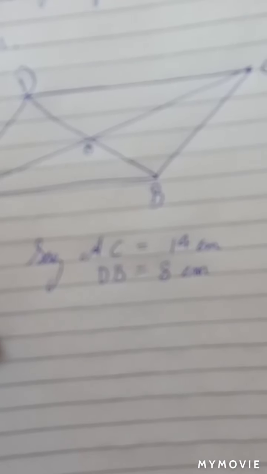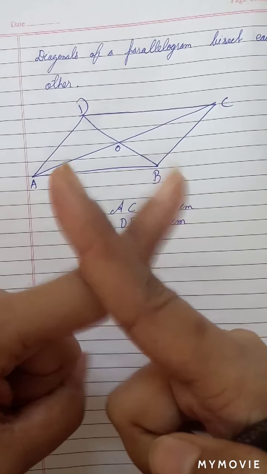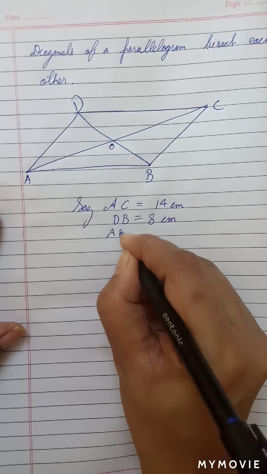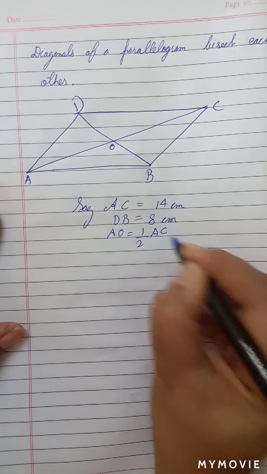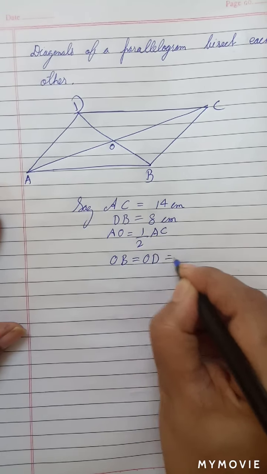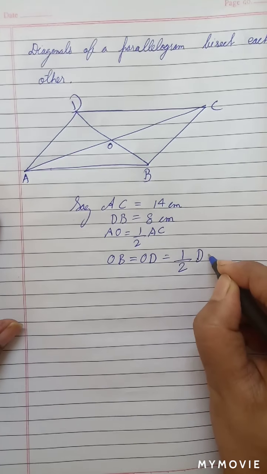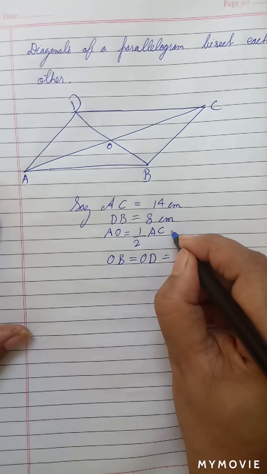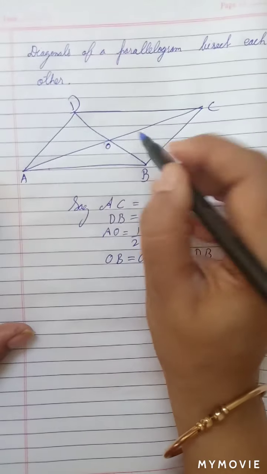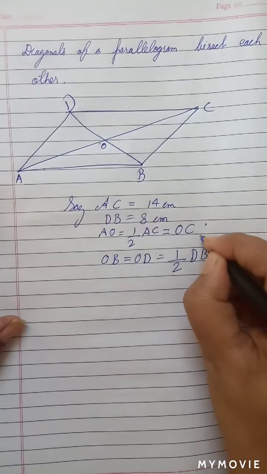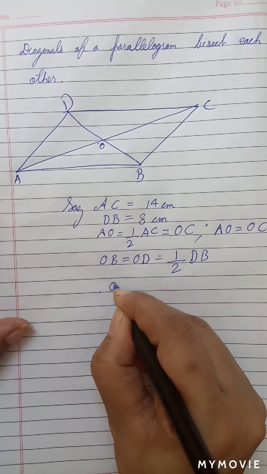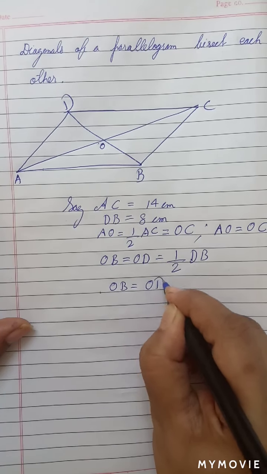Now, when these two diagonals cross each other, then they are divided equally, which means AO will be half of AC, and OB equal to OD will be half of DB. And here as well, AO will be half of AC and OC will also be half of AC, which means AO is equal to OC and OB is equal to OD.